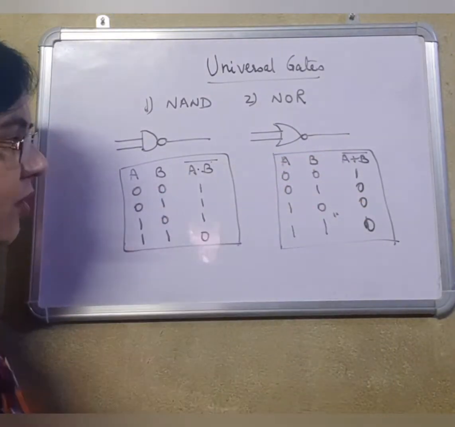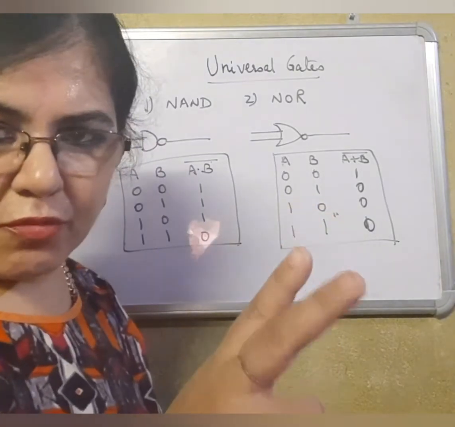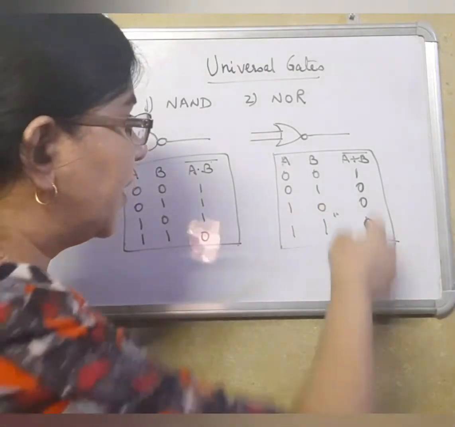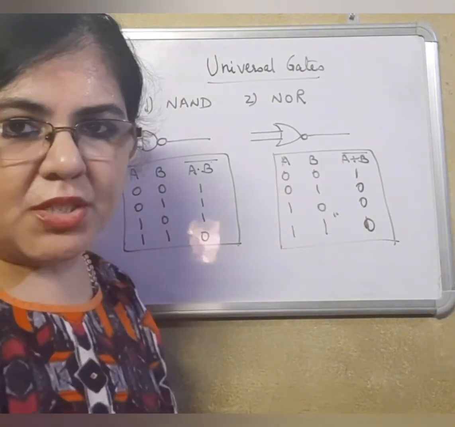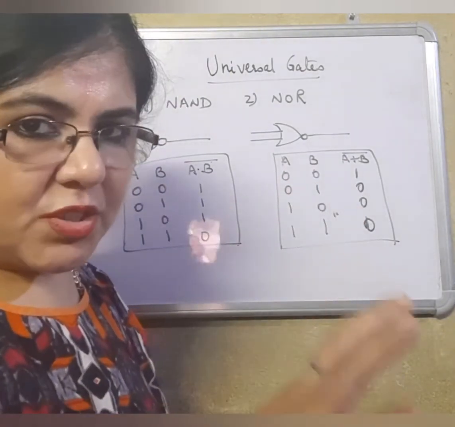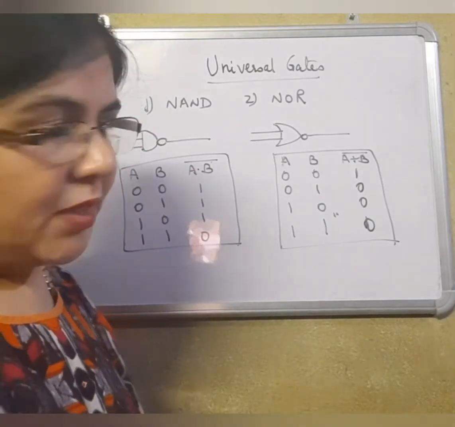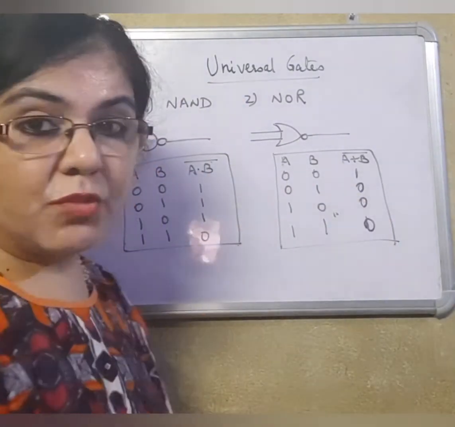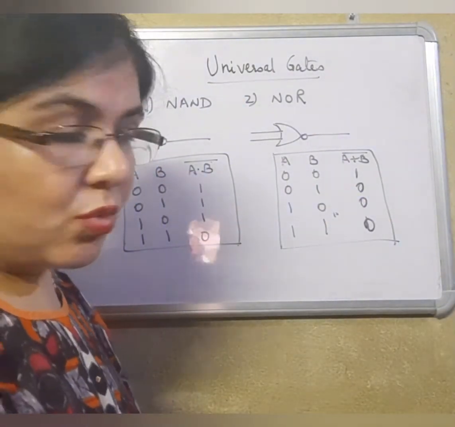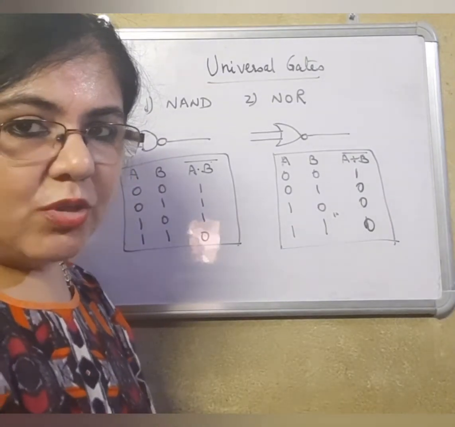Now in case of OR, as we had seen, if either of them were 1, the output was 1. But here everywhere we are getting 0 except for when both of them are 0, because 0 plus 0 was 0, and because of the inverter gate, now it has turned into 1. 0 plus 1 was 1. Now because of the bar, it has converted into 0. Similarly, all the rest.